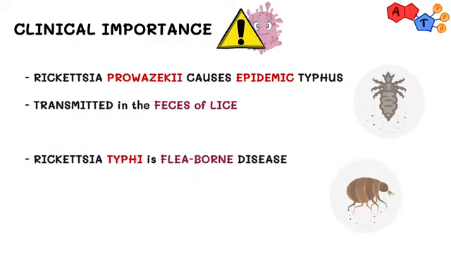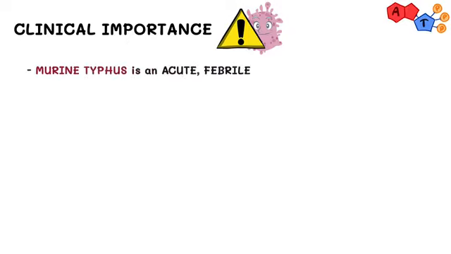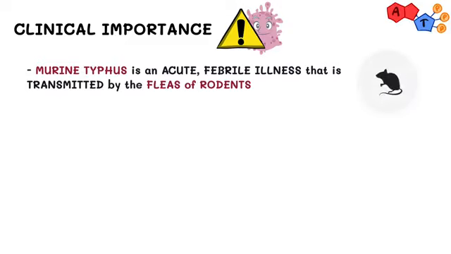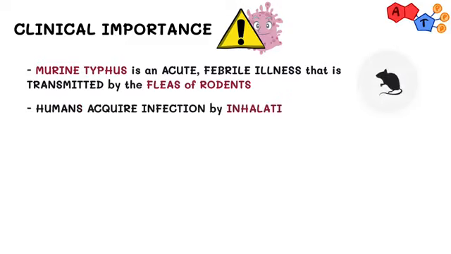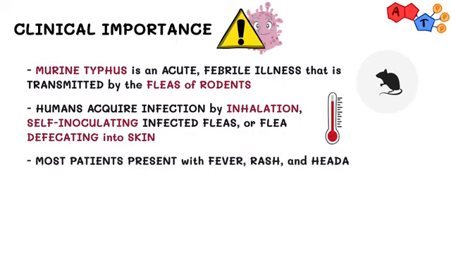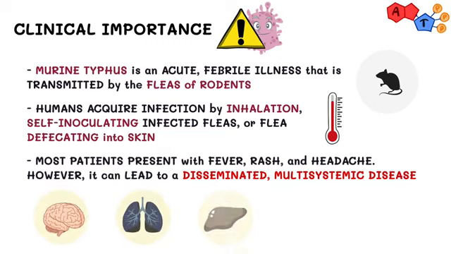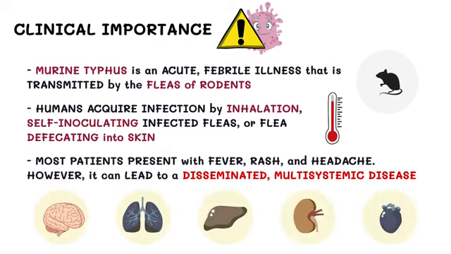Rickettsia typhi is a flea-borne disease that is best known to be the causative agent for the disease murine typhus, which is an endemic typhus in humans that is distributed worldwide. Murine typhus is an acute febrile illness that is mainly transmitted by the fleas of rodents. Humans acquire infection by inhalation or by self-inoculating infected fleas or flea feces into skin when they visit disease-endemic areas infested with rats. Most patients present with a fever, and many have a rash and headache, although it can also lead to disseminated multisystemic disease, including infections of the brain, lung, liver, kidney, and heart endothelium.